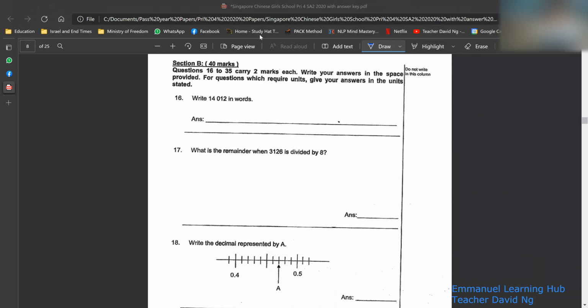Okay, section B, right? They ask you to write 14,012 in words. I got it wrong. How do you spell 14,012? I forget how to spell, but I still got it right. You forget how to spell, but you still got it right? Cannot be. If you forget how to spell, it is wrong already in the exam. Can you tell me how you spelled it? You spell it out for me, please.